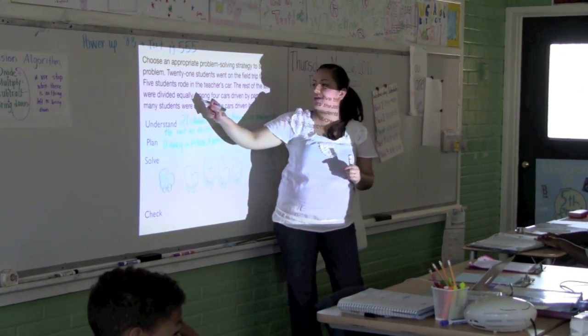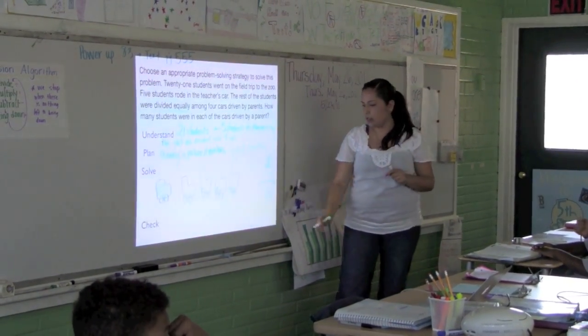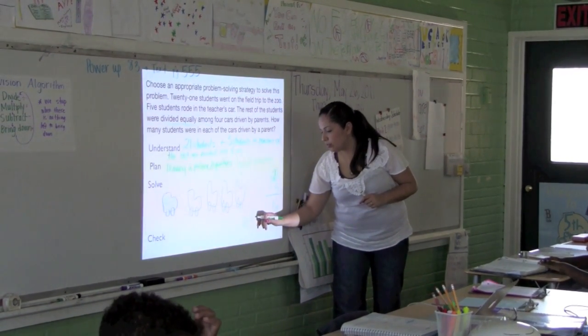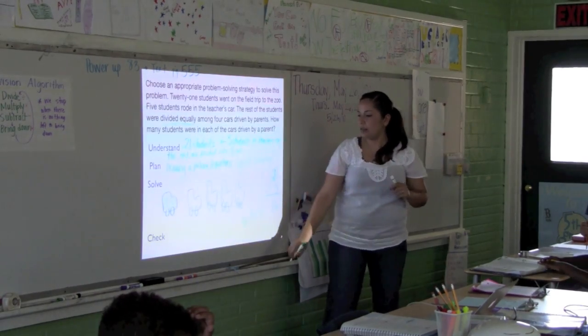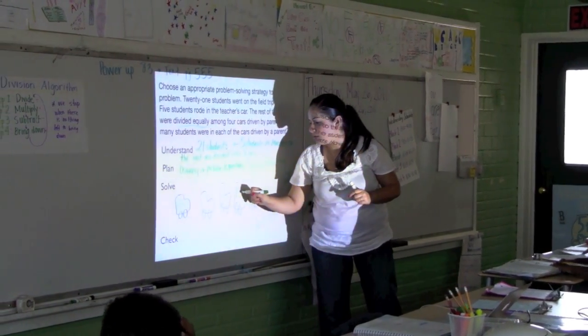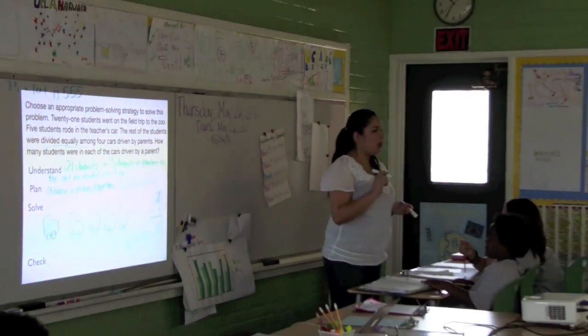So there are 16 students to put into these 4 cars, and they even give you a huge hint by telling you you're going to divide equally. And I'm going to divide equally by 4. So 16 divided by 4 is equal to 4. So how many students are in each car? 4. And notice I'm only using little dots. And we're done.